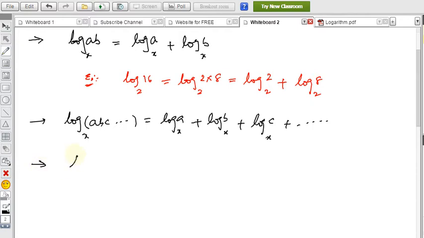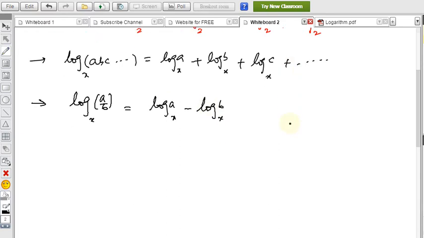If it is division, log of a by b to the base x. So if it is multiplication, we separate with plus. Now if it is division, we'll do subtraction. That is log a to the base x minus log b to the base x. This is the property. Some properties I'll tell you with an example, some you can understand directly.